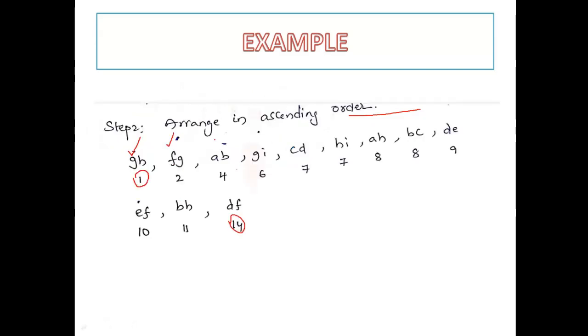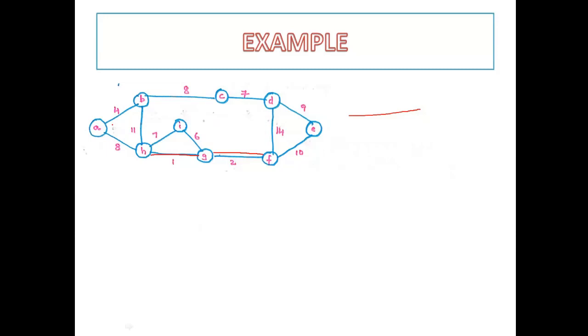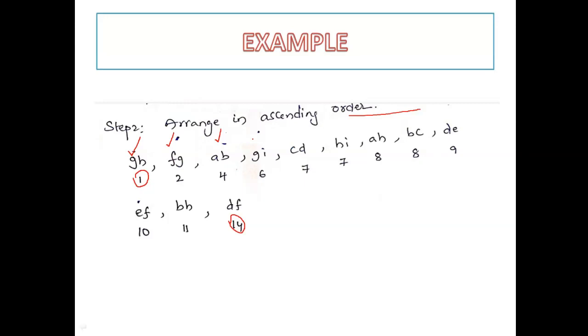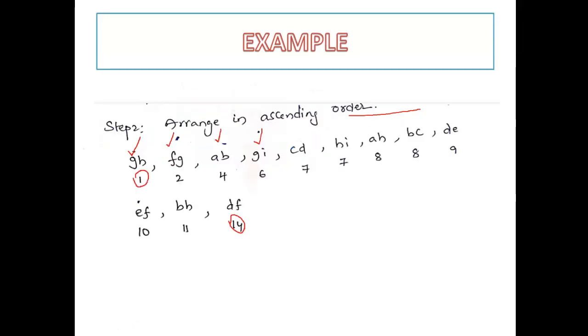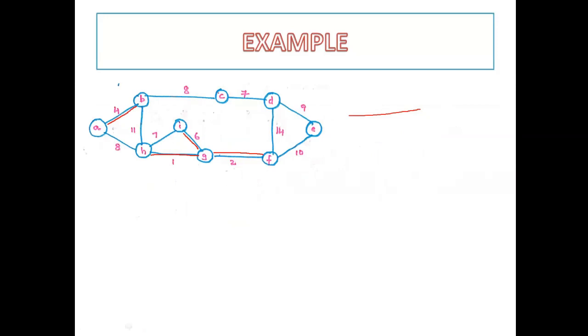After that, you can see the third one is AB, with weight 4. Now we are trying to connect A and B with weight 4. We take this edge into consideration because it doesn't form any cycle. Then we see the next edge is GI, with weight 6. Now consider GI. Where is GI? Here it is. You have to consider this edge also because it doesn't form any cycle. And after that, we see C and D. Where are C and D here? Now you can see C and D is here.